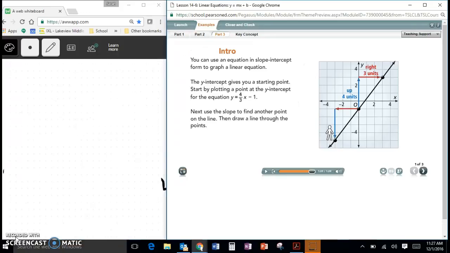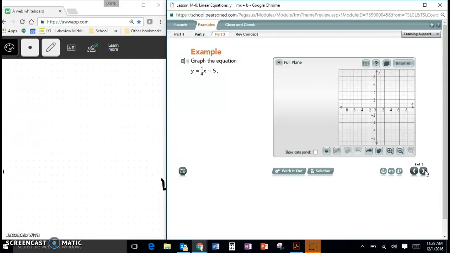All right, for the next, it gives us a little introduction, and we did a little bit of this yesterday. It says you can use an equation in slope-intercept form to graph a linear equation. It says the y-intercept gives you a starting point, so always start with your y-intercept first, and then apply your slope from that point. And that should help you out. So let's see an example problem here.